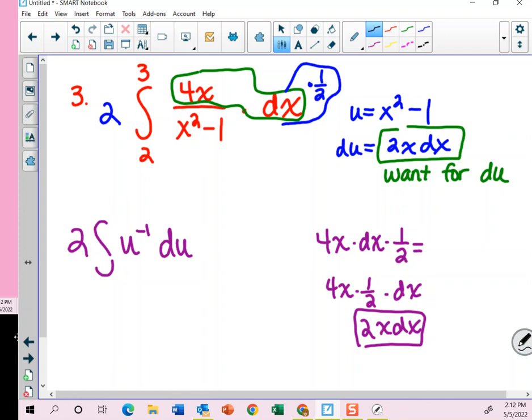Talk to me about my limits of integration. I got to change into my tennies here. Instead of a 2 and a 3, I need different numbers there, if this is going to be my substitution.